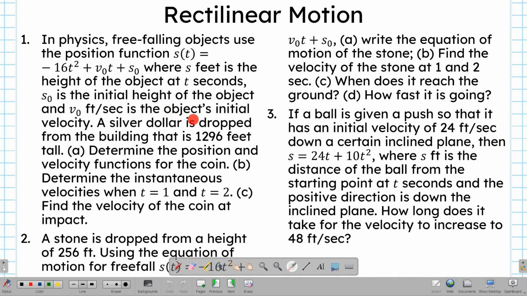A silver dollar is dropped from a building that is 1,296 feet tall. We are asked to determine the position and velocity function for the coin, the instantaneous velocity at t equals 1 and t equals 2, and the velocity of the coin at the impact.